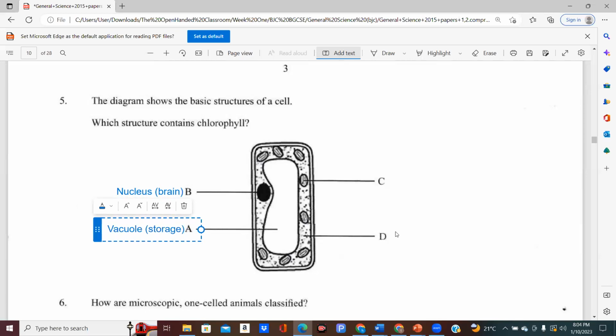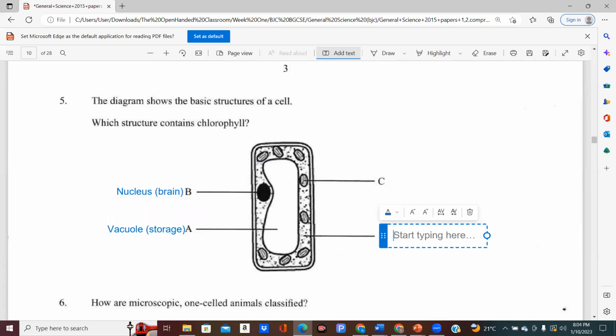And then we have D. D is what? The chloroplast? No, not D. Anyone want to help me with D? The cytoplasm. Very good, Yolanda. Cytoplasm. And the cytoplasm is like the bed of the cell. That's where everything else is embedded in.